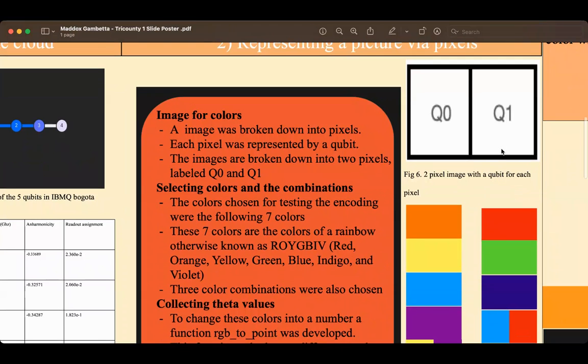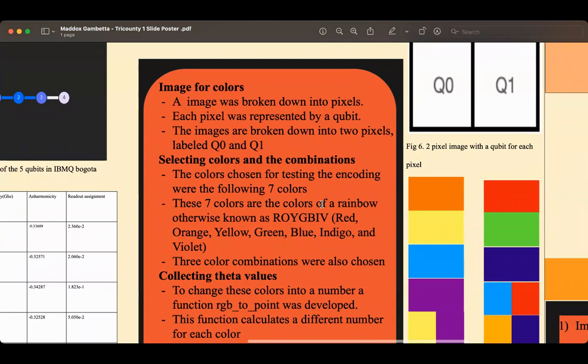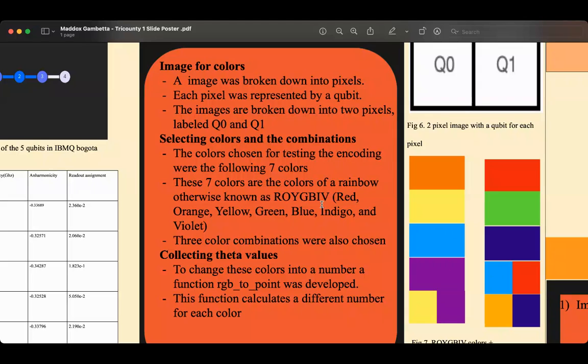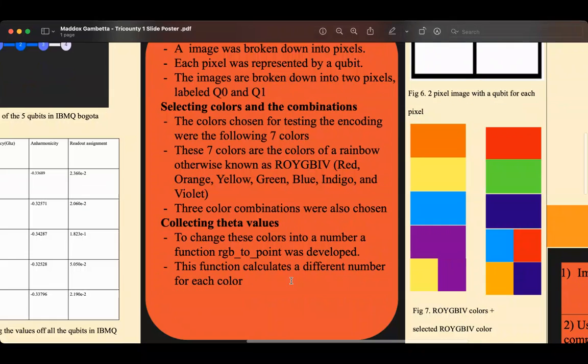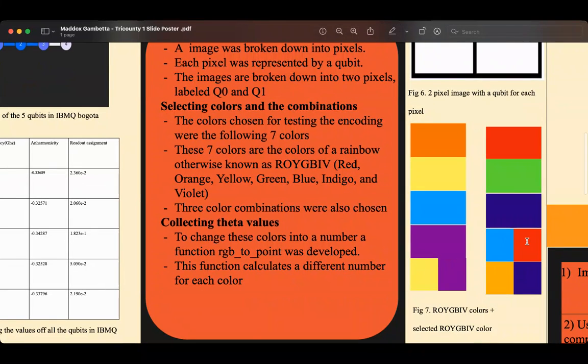I then selected colors and their combinations. The colors chosen for testing the encoding were the following 7 colors. These 7 colors are the colors of the rainbow, otherwise known as ROYGBIV, or red, orange, yellow, green, blue, indigo, and violet. I selected these colors because of how common they are and how they fit in with how we perceive the world. I then created 3 combinations of these colors. They entailed yellow purple, blue red, and orange indigo.